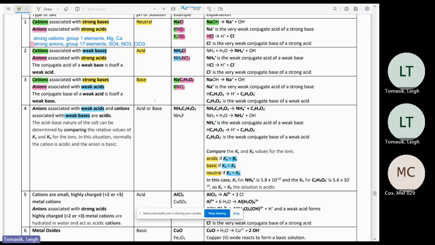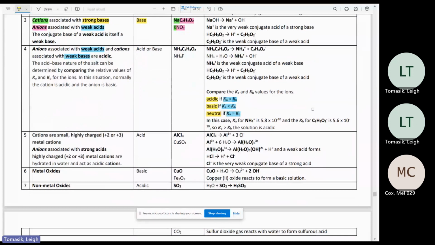The easy way to do it is to memorize the few strong acids and the few strong bases, so you can sort of do it in your head. But if you have two that are weak, you have to look up the values and compare the values. So it gives an example. It gives the example of NH4C2H3O2. This is ammonium acetate, right? The NH4 is ammonium, the C2H3O2 is acetate.